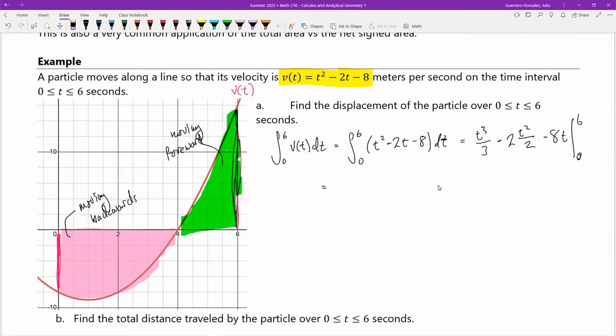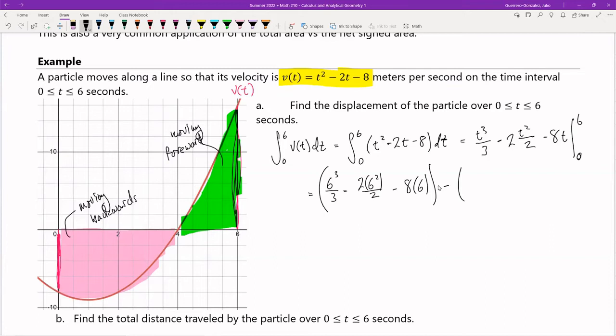Okay, so that means, let me go ahead and plug in stuff here, right? So it's going to be 6 cubed over 3 minus 2 times 6 squared over 2 minus 8 times 6. That is for 6, right? Minus everything for the 0, right?